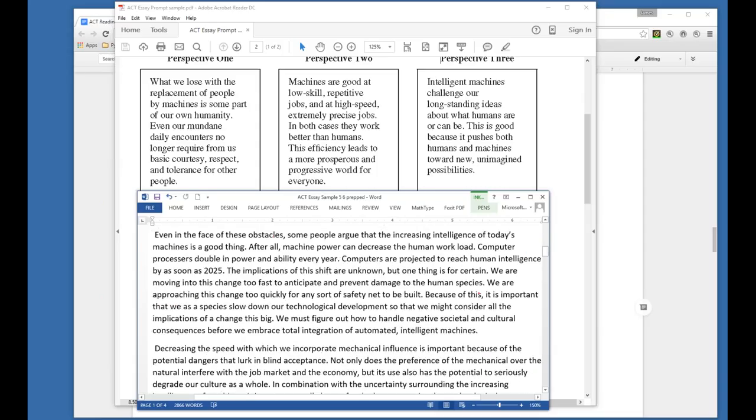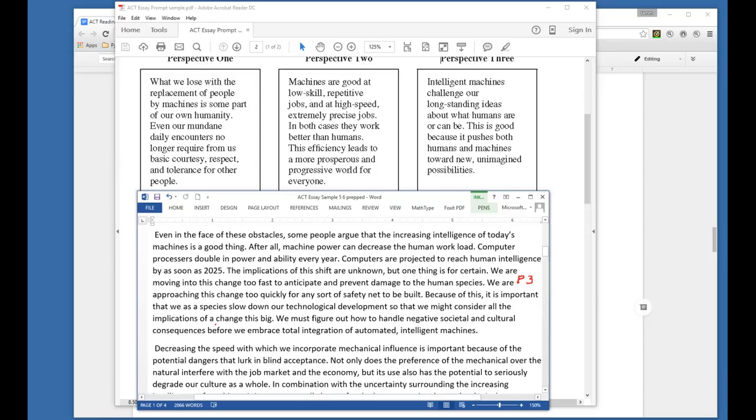Even in the face of these obstacles, some people argue that the increasing intelligence of today's machines is a good thing. After all, machine power can decrease human workload. Computer processors double in power and ability every year. Computers are projected to reach human intelligence as soon as 2025. The implications of this shift are unknown, but one thing is for certain. We are moving into this change too fast to anticipate and prevent damage to the human species. So here they are defeating perspective three. We think it's all good. All right.